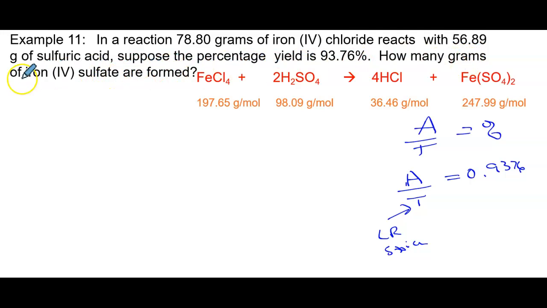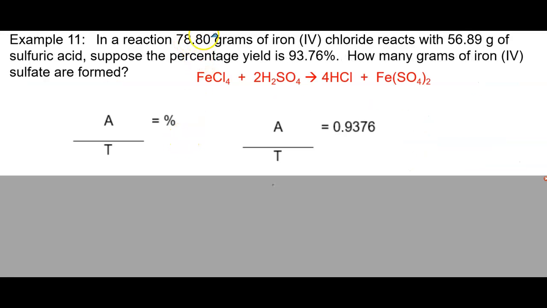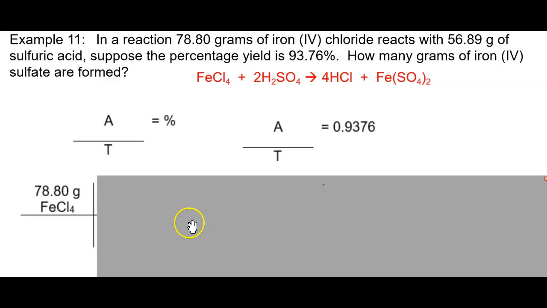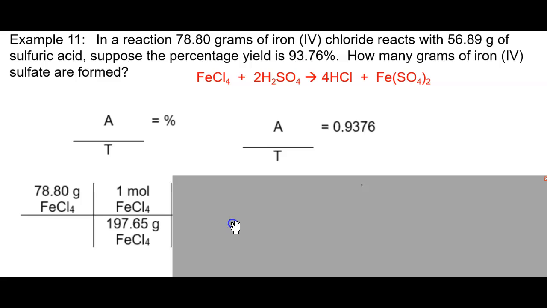So we're going to take both of them to iron sulfate. Remember, we can take either of the reactants to the same comparison point, so we might as well take them both to iron sulfate, because we're going to have to answer something about iron sulfate. So we're going to take the 78.0 and the 56.89 and go to iron 4 sulfate. First thing I'm going to take is the 78.0. Got to get rid of grams, use the periodic table number. The fact that I know 197.65 grams of iron chloride equals 1 mole.